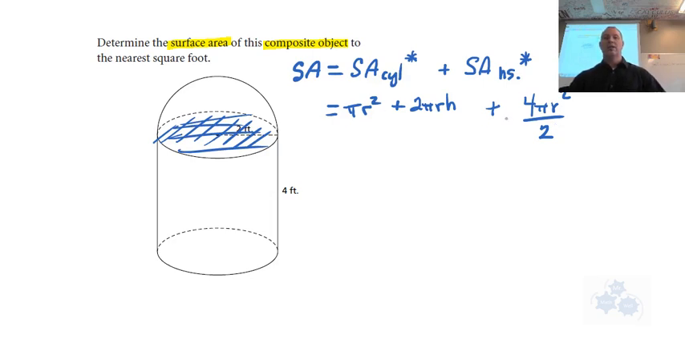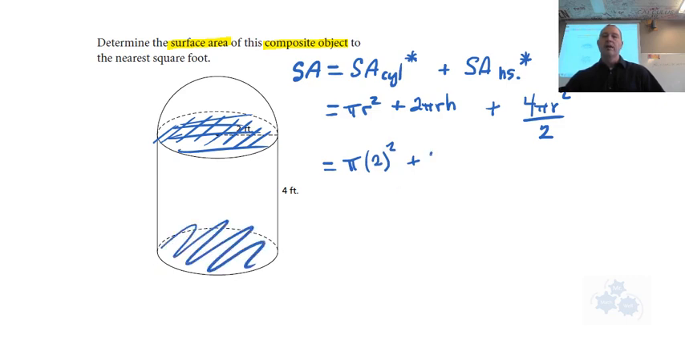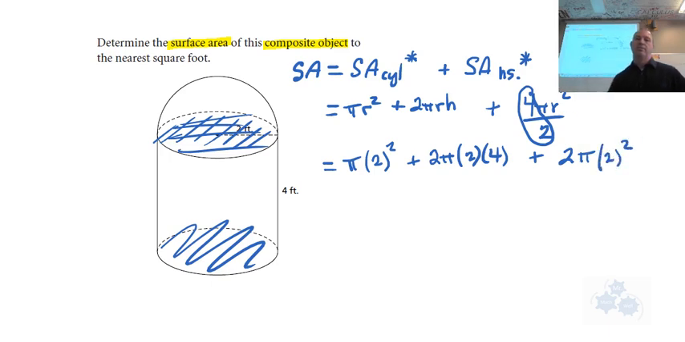Okay, so here we've got our formulas, kind of a plan. So let's enact this plan here. So pi, what's the radius? What was it? So 2 feet there? So pi times 2 squared. That's the area of this base here. Plus 2 pi times 2 times the height, which is 4. Now 4 over 2 we can simplify. That's just 2 times pi times 2 squared.